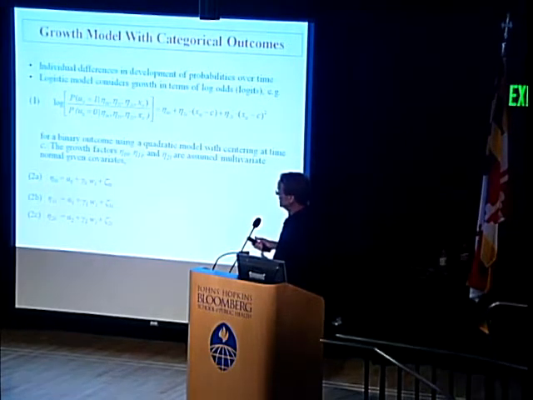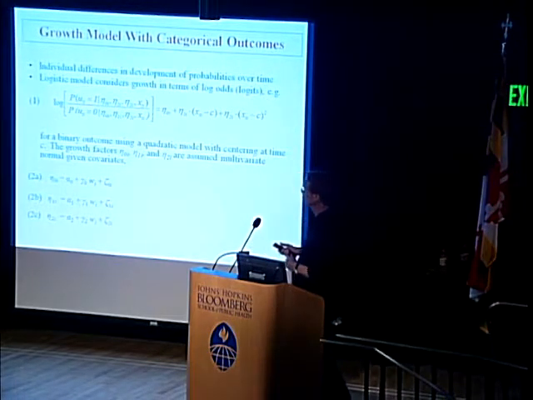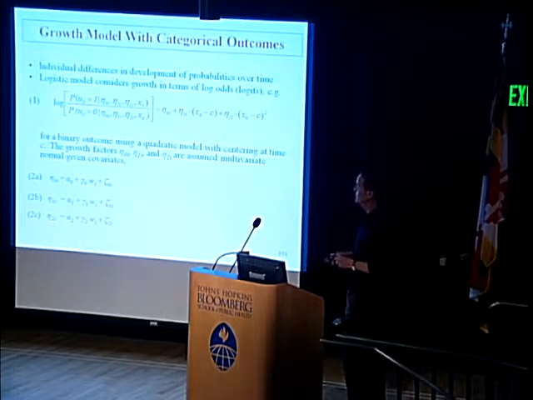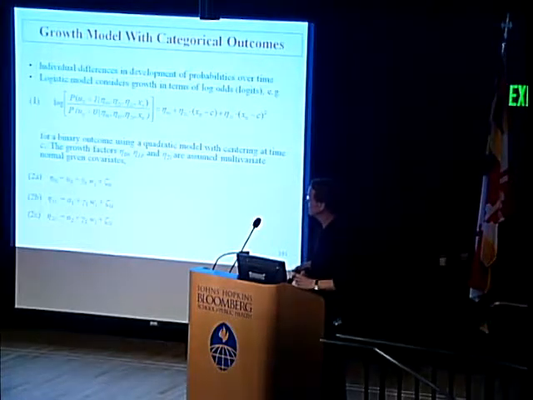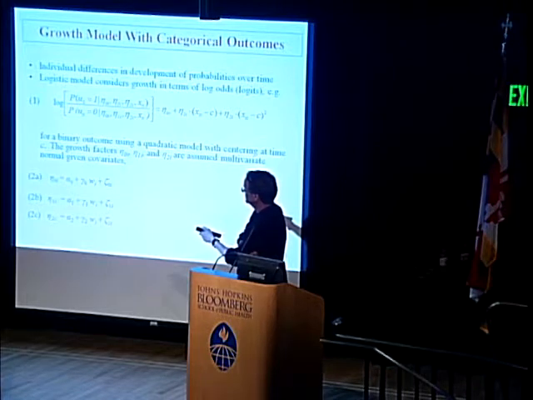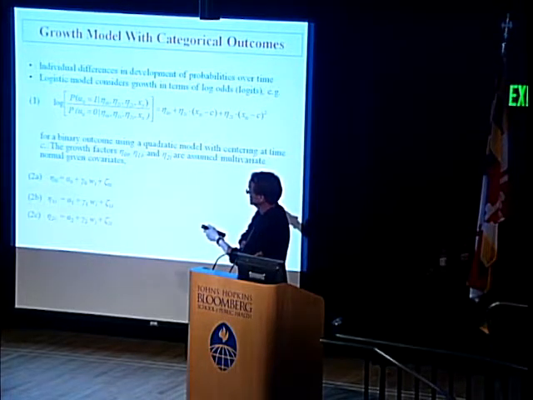We still have the idea that we started off with this morning of individual differences in development over time. But now we're talking about individual differences in development of probabilities, not values of a continuous outcome. But it's individual difference in development. That matches the interest of psychology and statistics. That is how you want to formulate growth models.